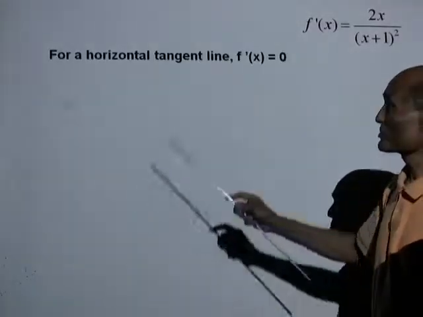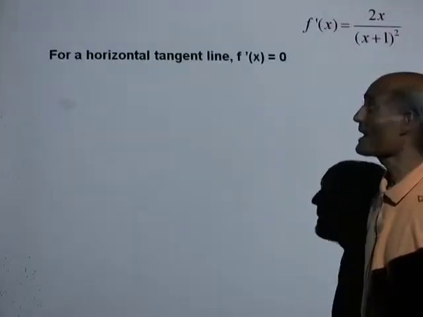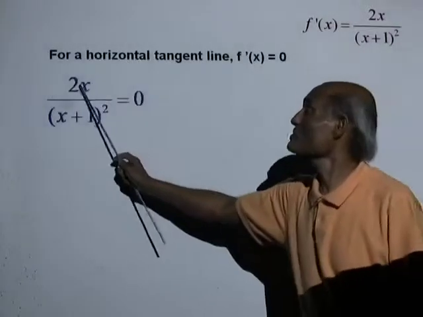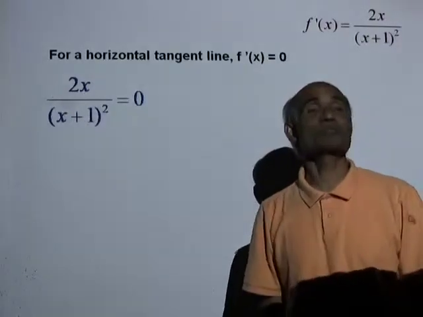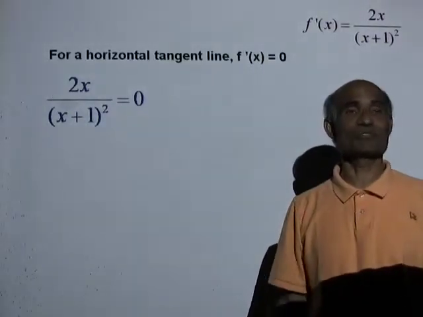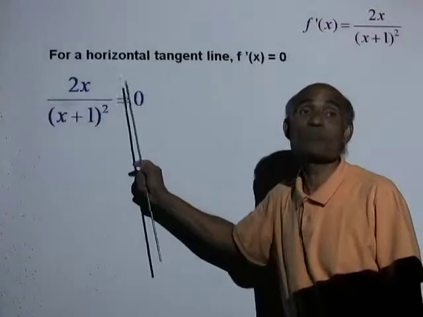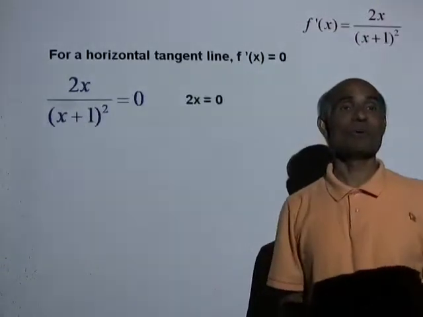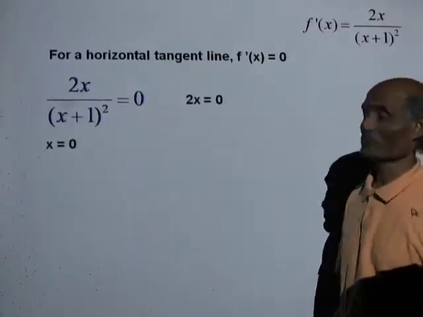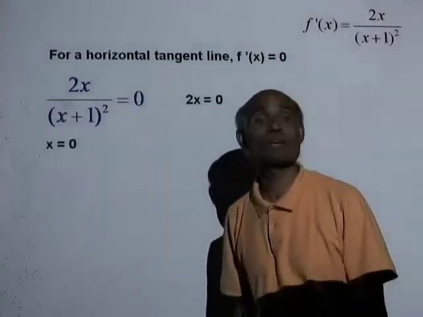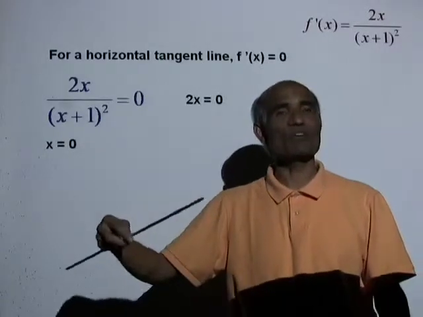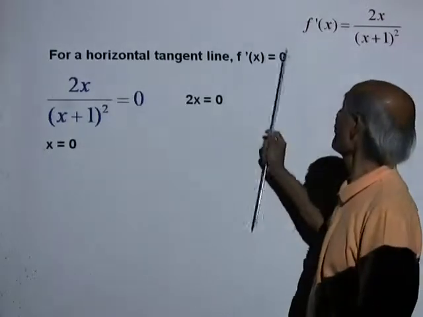That's right. So for a horizontal tangent line, f prime of x equals 0. It means 2x divided by (x plus 1) all squared equals 0, and this can happen only when 2x equals 0, or x equals 0. Therefore, tell me, what is the point where you have a horizontal tangent for this function?